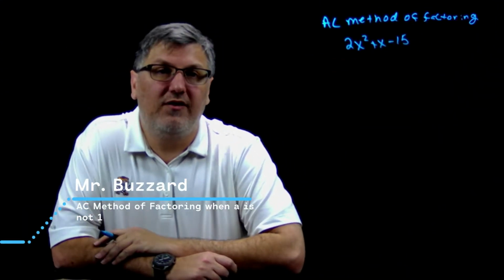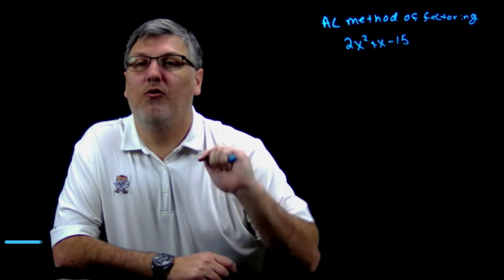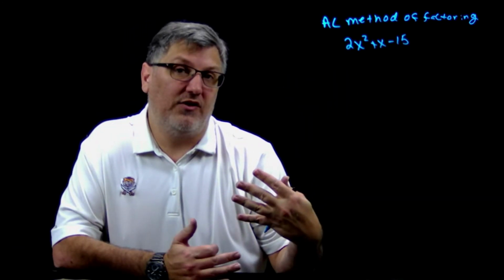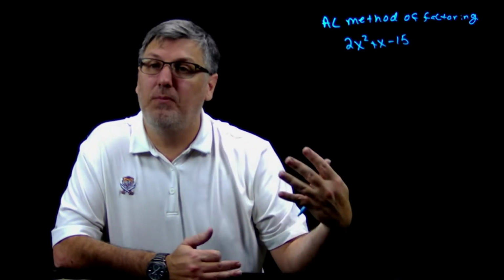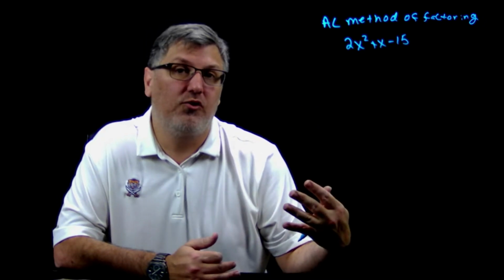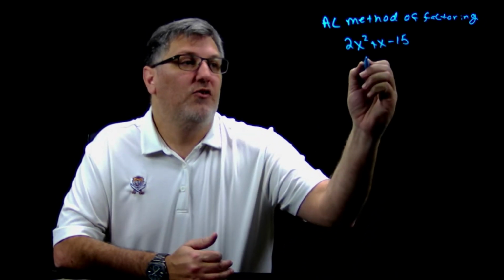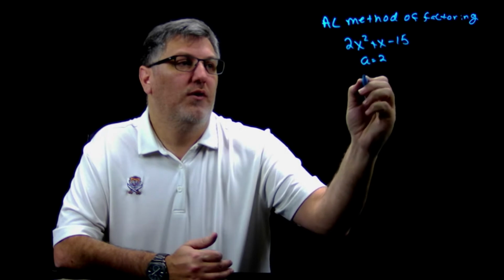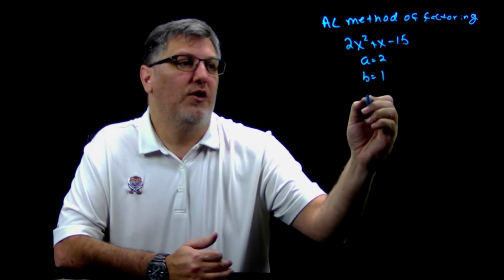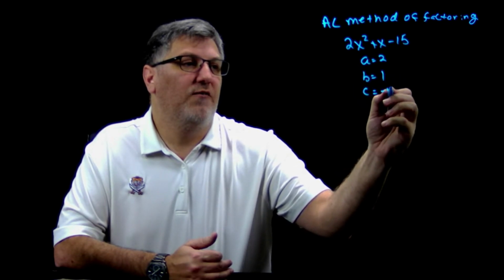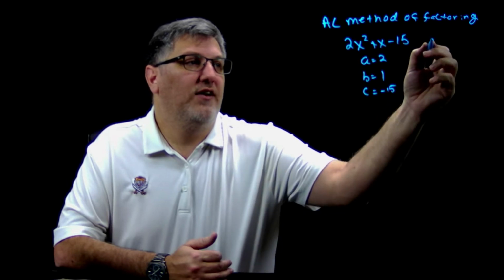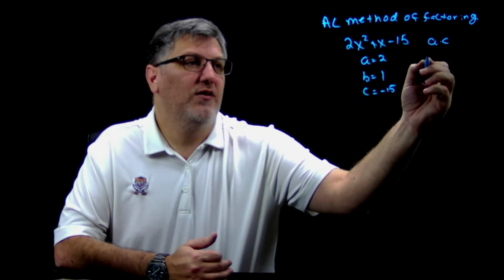So let's look at the AC method of factoring. When my A is not 1, we're going to go through the same process. We're going to identify our A, our B, and our C, just like we would do if we're using the quadratic formula. So in this case, my A is 2, my B is a positive 1, and my C is a negative 15.